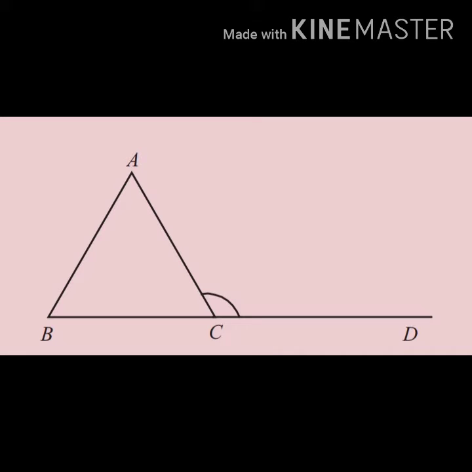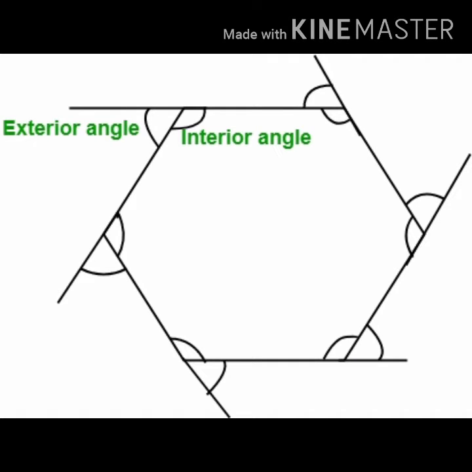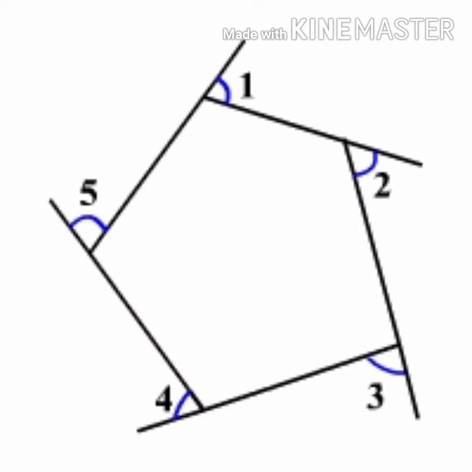In this picture, we know that angle ACD is the exterior angle at C. There is also an angle of the triangle at C itself, that is angle ACB. We can call it the inner angle or interior angle at C. Look at this picture, we can see the interior angles and exterior angles. In this pentagon, there are 5 exterior angles. We have marked them as 1, 2, 3, 4, 5.